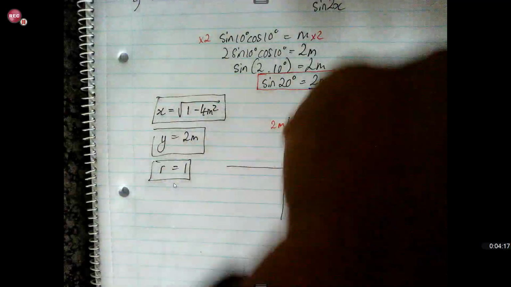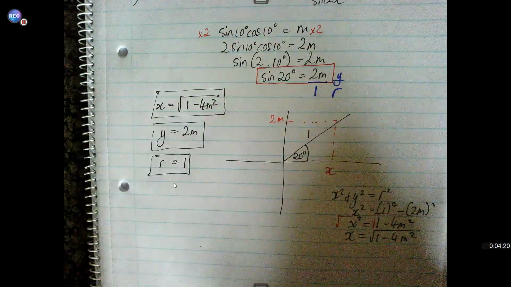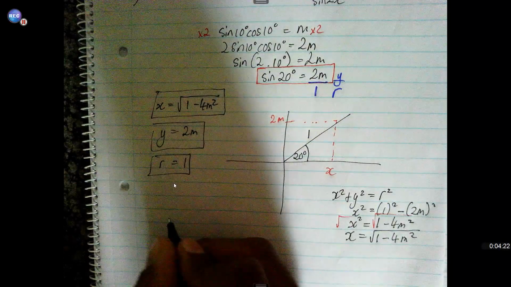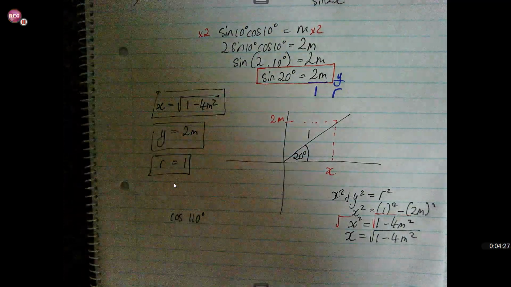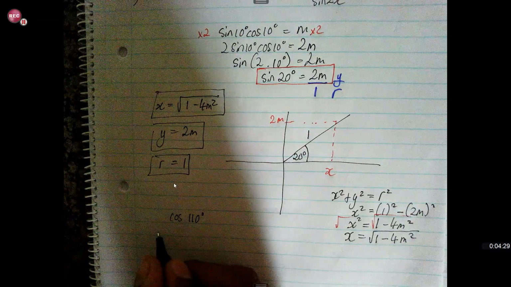Right. The first one that we're going to start with is cos 110, right? We know that cos 110, so we're going to use our core function.